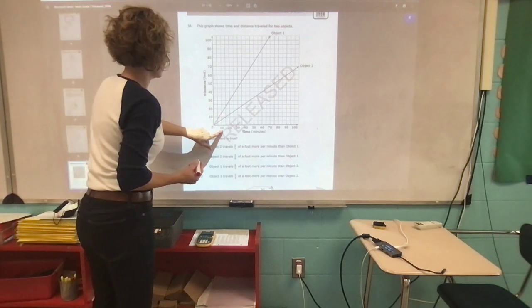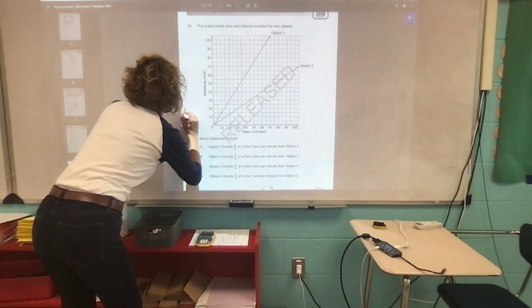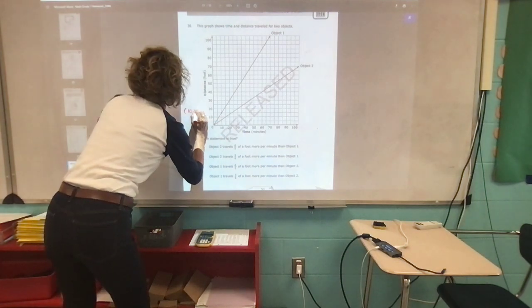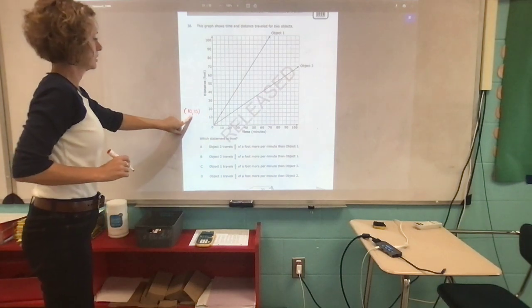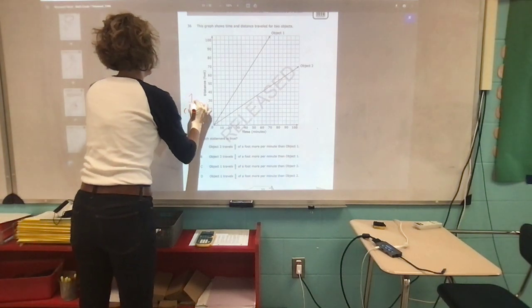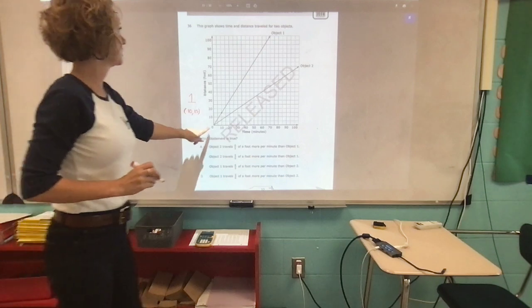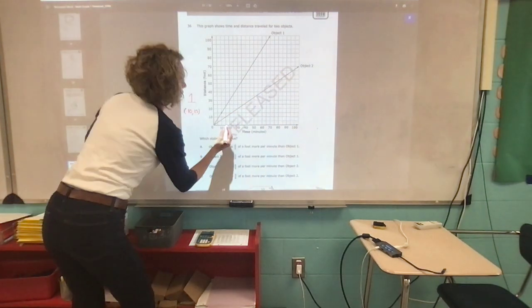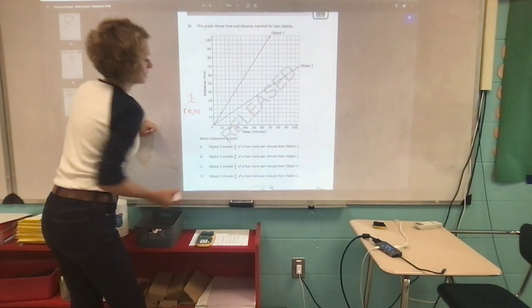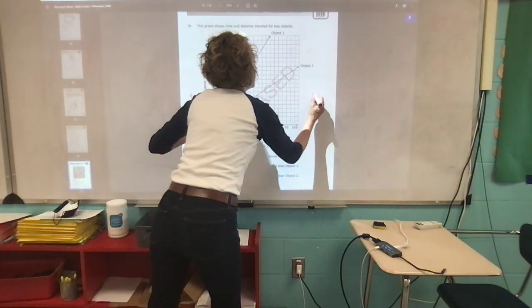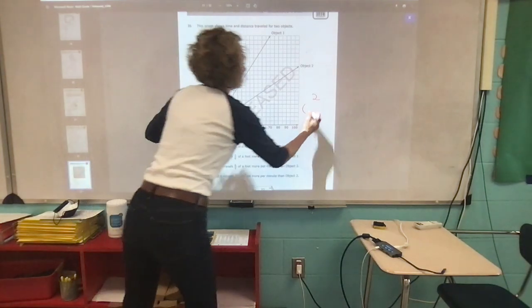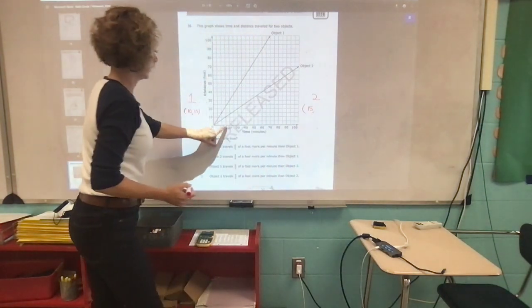So that point looks like to me it is over 10, up 15. Okay, so that would be object number 1. Then I could do the same thing for object number 2. I'm going to find where that line crosses at a corner, maybe right here, and I'm going to write that ordered pair down, which would be over 15, up 10.